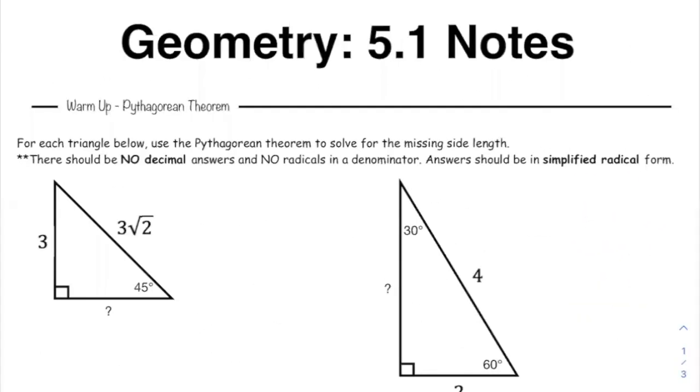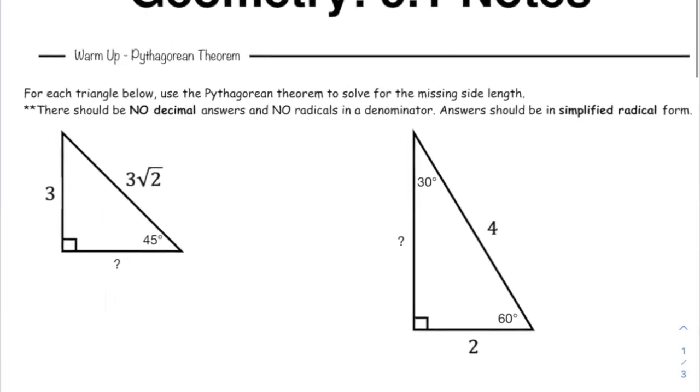Geometry, Unit 5, Day 1 notes. Let's warm up with some Pythagorean Theorem action like we had in Unit 4. Okay, it says for each triangle below, we're going to use the Pythagorean Theorem.